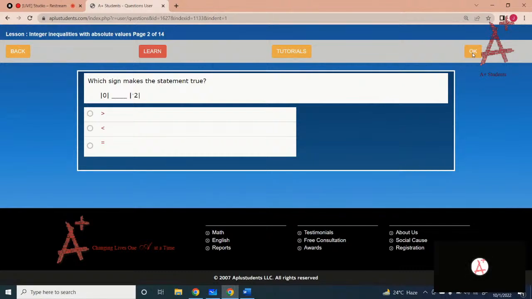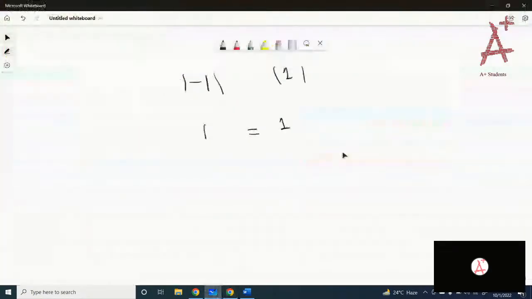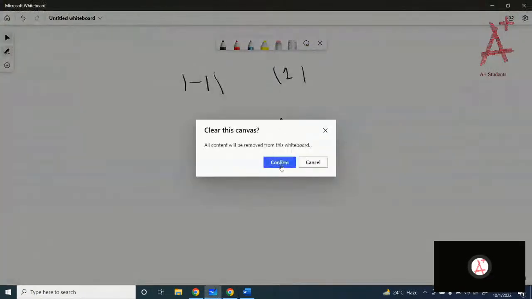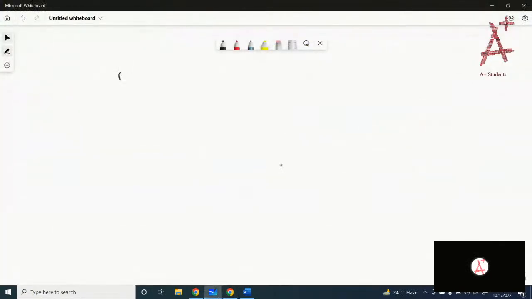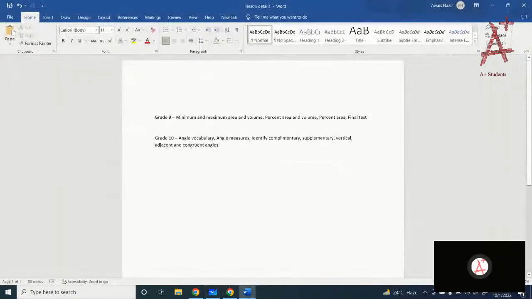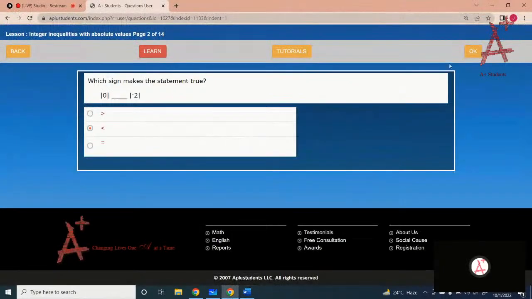Okay. The next one is absolute value of 0 and absolute value of negative 2. So absolute value of 0 is 0, and the absolute value of negative 2 is 2. So now you have to compare 0 and 2. So 0 is less than 2 or greater than 2. 0 is less than 2. Got it? Select the correct option and click on the OK button.